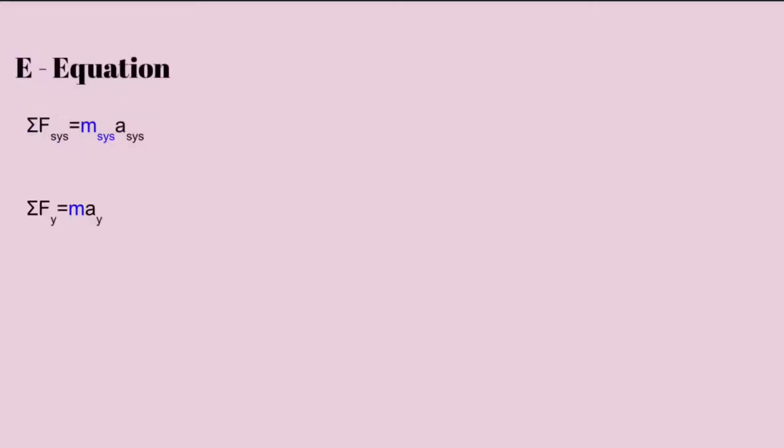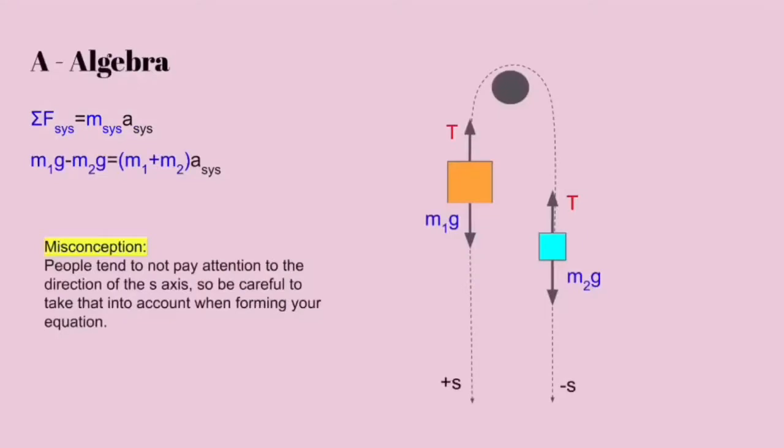The two equations we will be using to solve this problem are the summation of all the forces in the system and the summation of all the forces in the y direction. First, we are going to solve for the acceleration of the system. On the left side of the equation, we plug in positive M1g and negative M2g. People tend to not pay attention to the sign of the s-axis, so please take that into account. On the right side, we plug in the mass of the system, which is M1 plus M2. And finally, we rearrange it to equal the acceleration of the system.